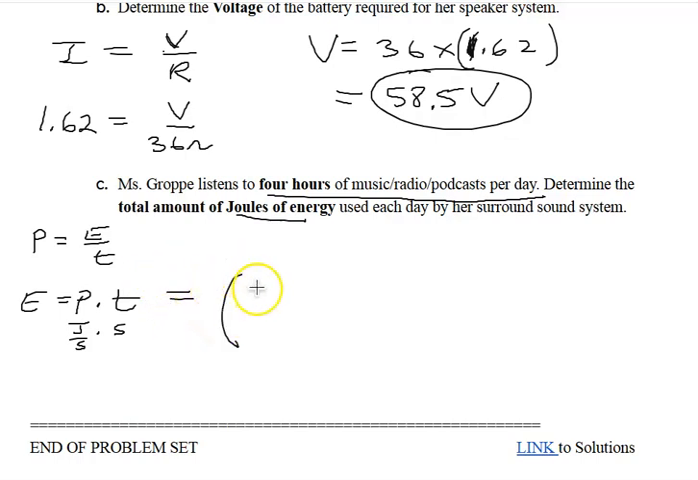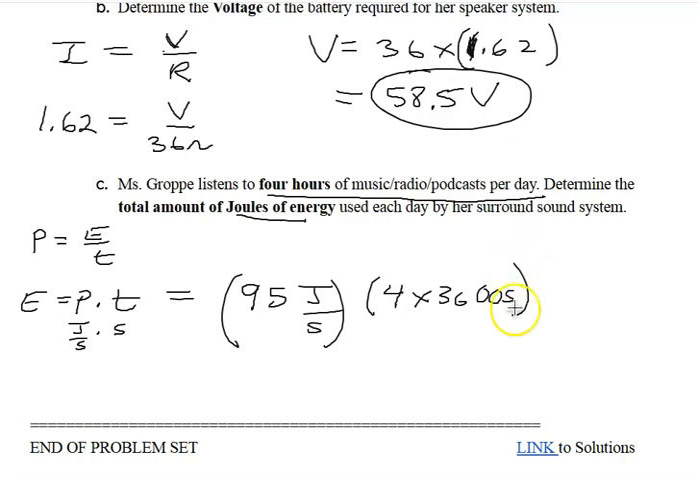Okay, so again, this is one of those situations where it's really nice to include the unit so you can see what is happening. 4 hours is 4 times 3600 seconds. I'm not using a standard conversion chart because it doesn't say convert and show your work, but hopefully that makes sense. And you get 1,368,000 joules of energy every day.